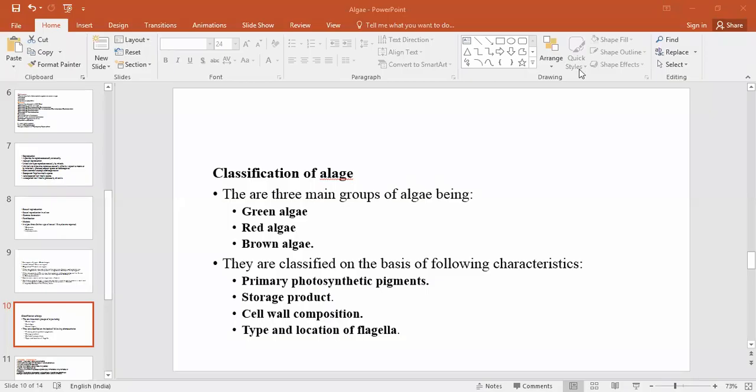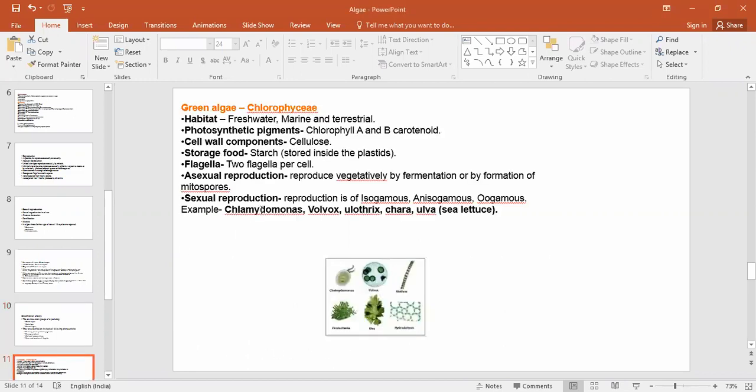Our next topic is the classification of algae. There are mainly three groups of algae: the first is green algae, the second is red algae, and the last is brown algae. They are classified based on their primary photosynthetic pigment, their storage product, their cell wall composition, and the type and location of their flagella.